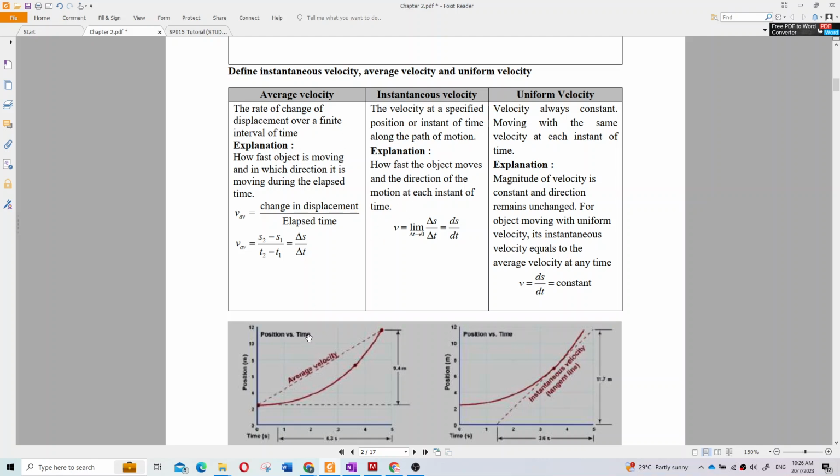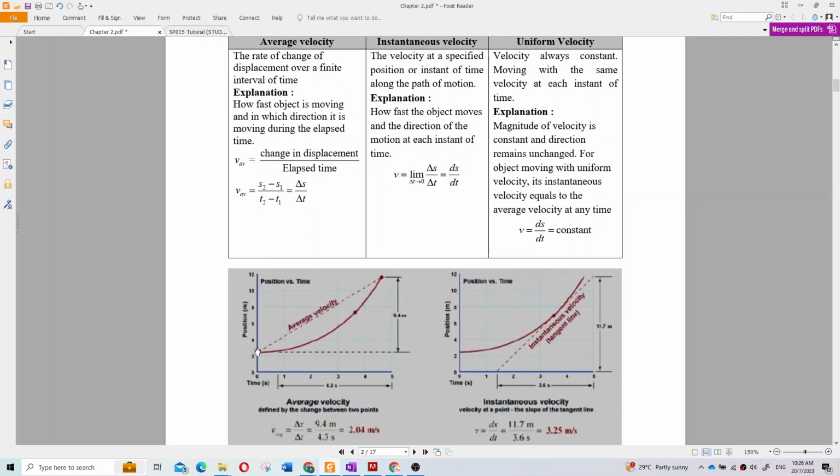Look at this graph. Inilah average velocity. Dia ada certain time period. But instantaneous velocity is just a certain point of time only, certain instant only. Understand?